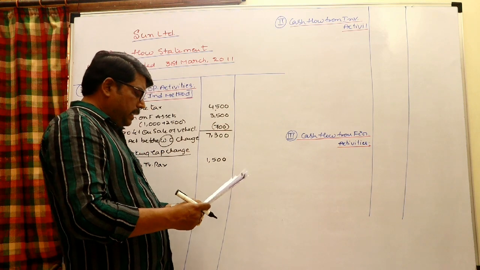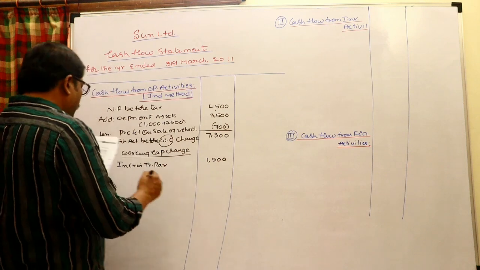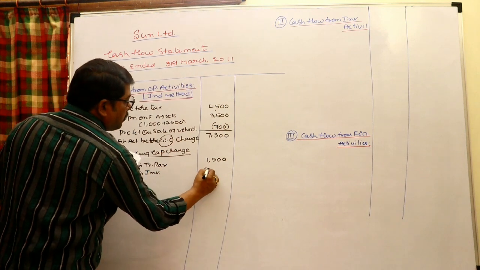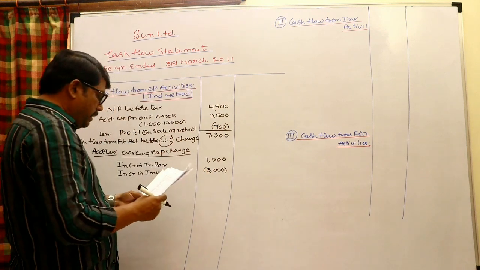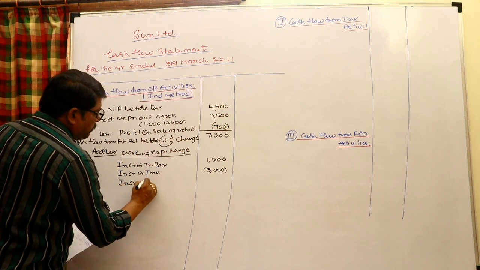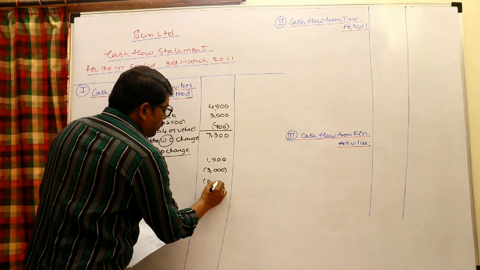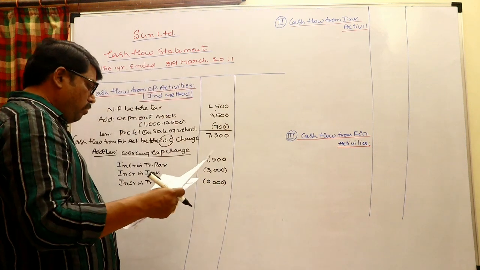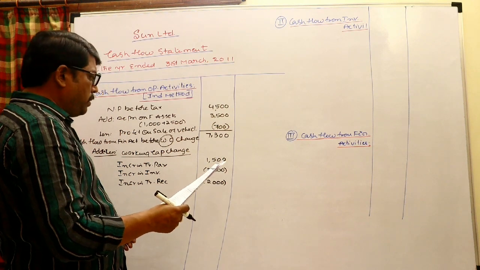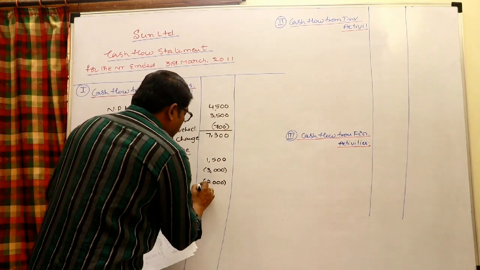And come back to the current assets. There are only two current assets. Inventory, an increase in current asset, outflow by 3000. Increase in inventory. Increase in trade receivable, outflow 2000. That's all. 7300, two subtractions are there, 2000 and 3000, one addition is there. The resulting amount here is 3800.